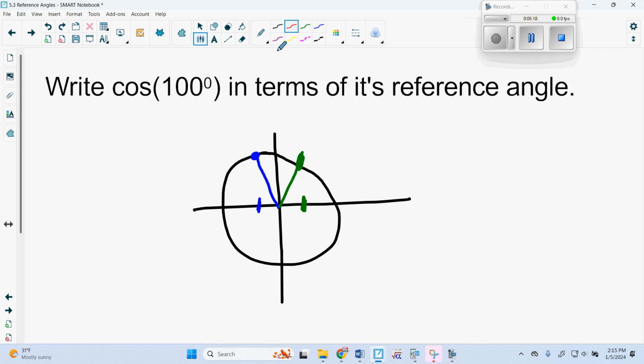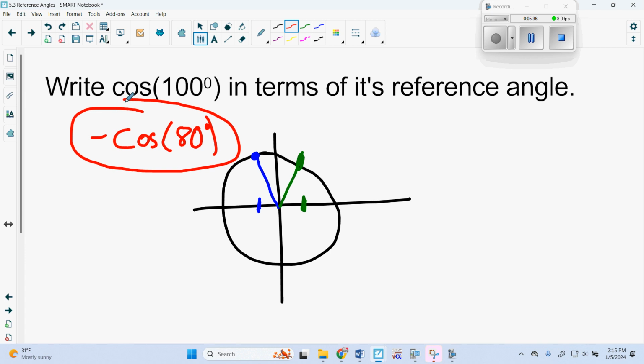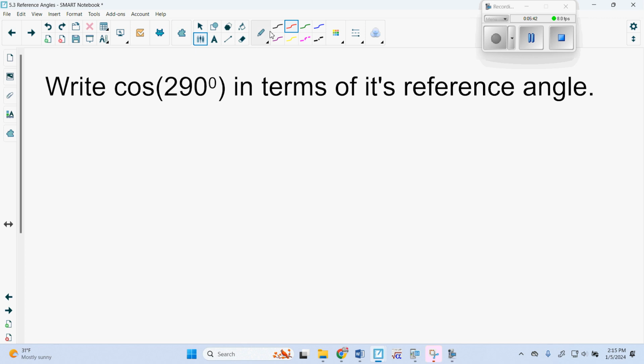Sign-wise, S-I-G-N, they are the same number. So if I want to write cosine of 100 in terms of its reference angle, the reference angle is cosine of 80, but the sign is different, S-I-G-N. So in terms of my reference angle, I have to put a negative in front.